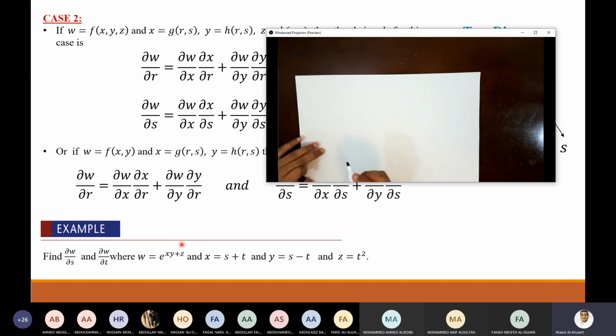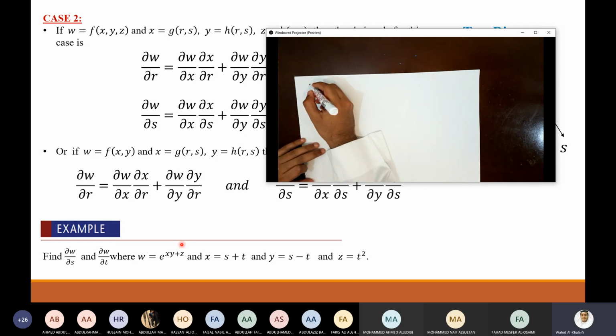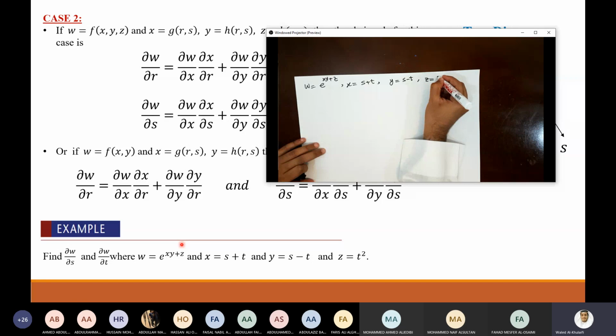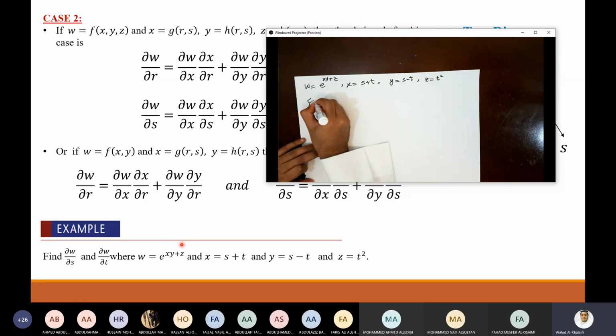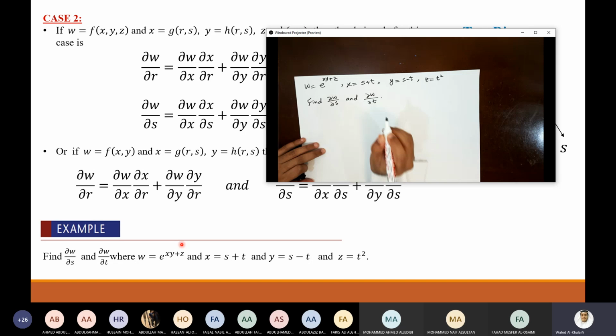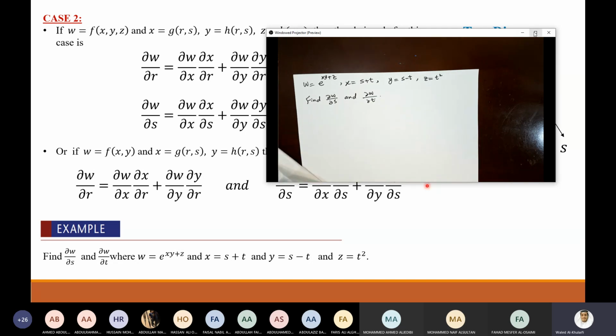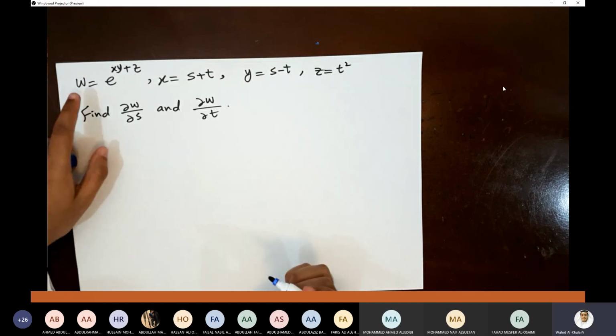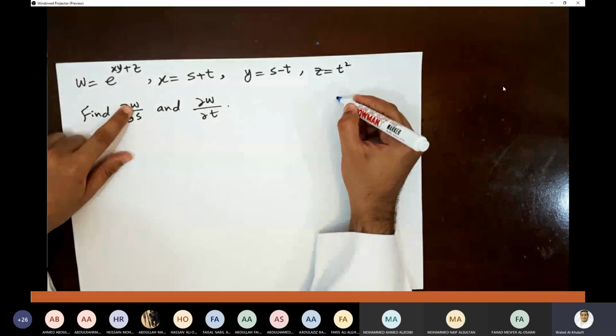Find partial W by partial S and partial W by partial T if W is equal to e^(XY) plus Z, X equal S plus T, Y equal S minus T, Z equal e^(T) squared. So he said find partial W by partial S and partial W by partial T. Right? So not evaluated at a certain point, you need to find them as a function. So what we do is we draw a tree. Okay, the tree, because he said dW, so start with W.